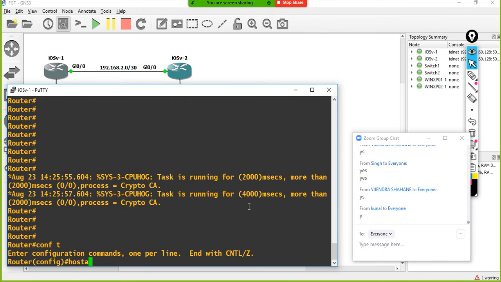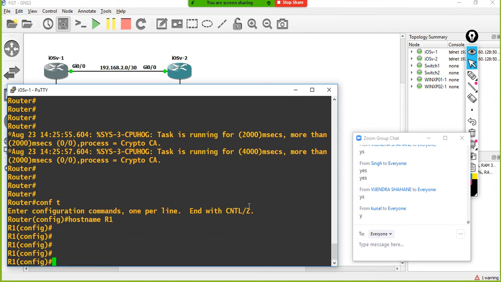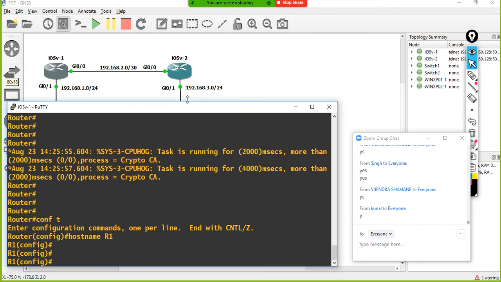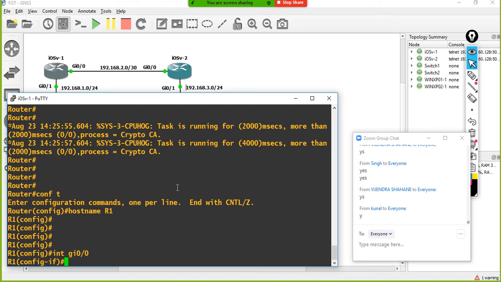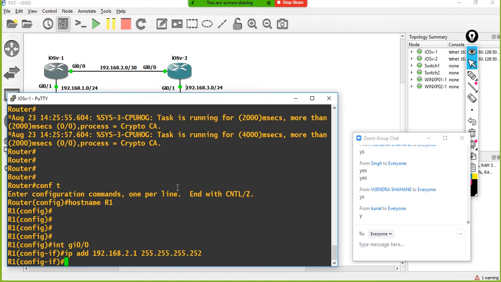Conf t, let's say hostname router 1. Then after that, I'm going to configure my gigabit Ethernet 0/0 interface and then my gigabit Ethernet 0/1 interface. So interface gigabit Ethernet 0/0, IP address 192.168.2.1, 255.255.255.252. Then say no shut.